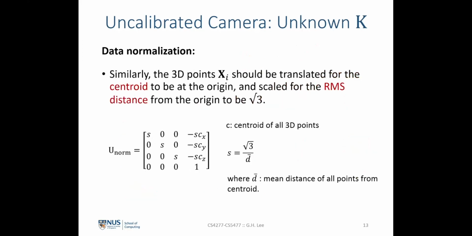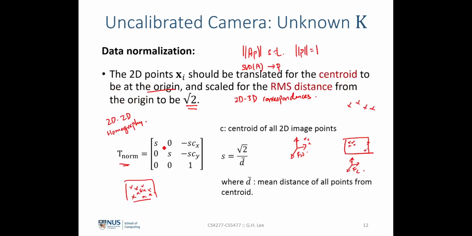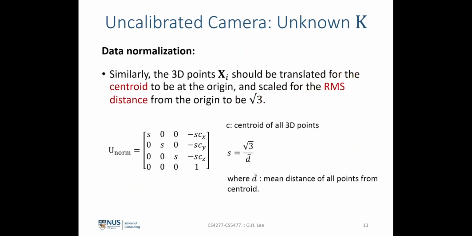And similarly, we have to do the same data normalization in the 3D domain. We'll still do the same first step where we define a transformation matrix. In the previous case, where we defined T norm, since this is in the image domain, this would be a 3 by 3 matrix. Now, since we are looking at the 3D domain, this transformation matrix, which we call U norm over here, would become a 4 by 4 matrix.